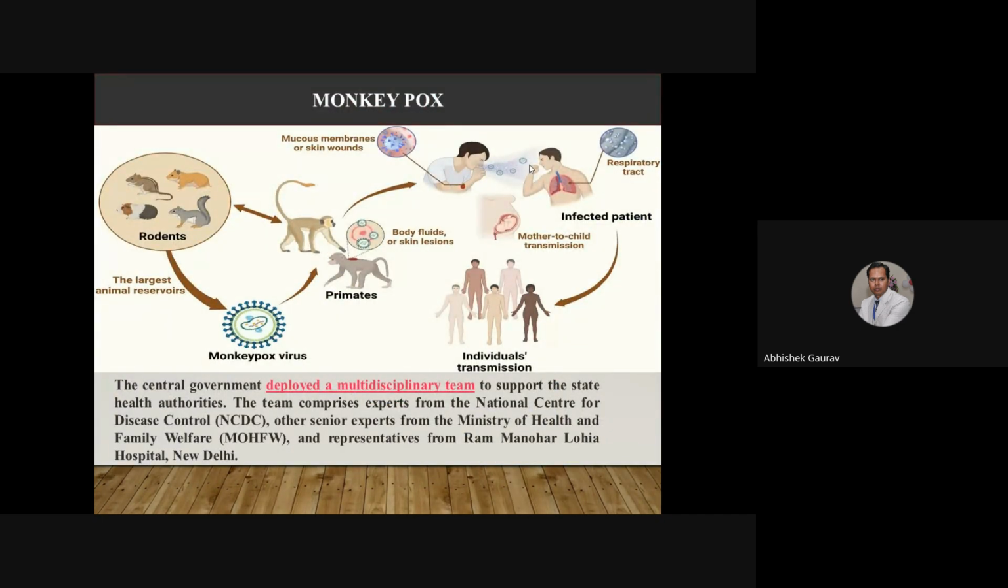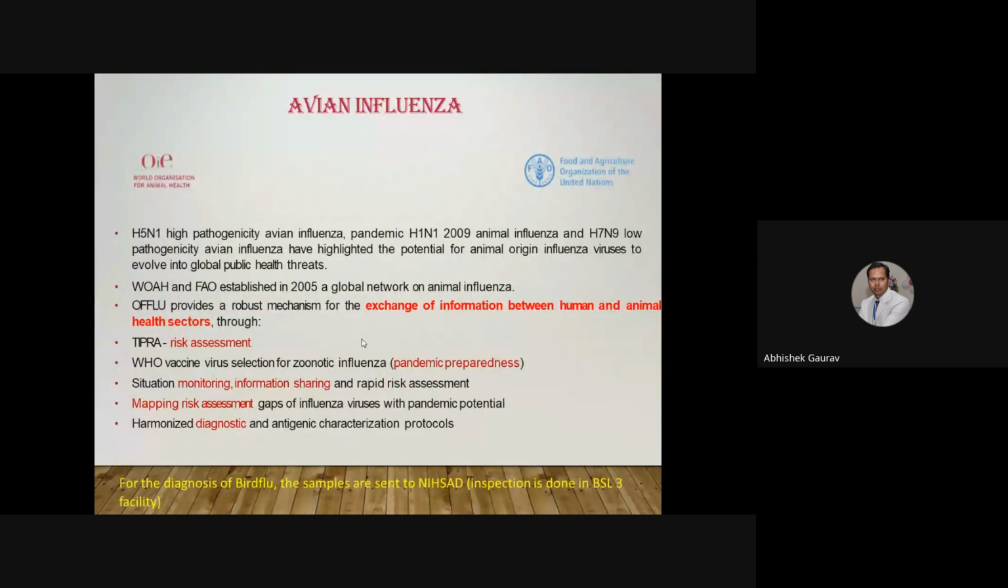Monkeypox. As we all know, monkeypox is now an emerging disease. It has been seen in many parts of the country. And the central government has made a multidisciplinary team to prevent this disease. This is the importance of One Health. Because here, the experts from NCDC, the Ministry of Health, and also from the medical college are working together. So it's a multidisciplinary team which is trying to prevent the emergence of monkeypox. Then bird flu.